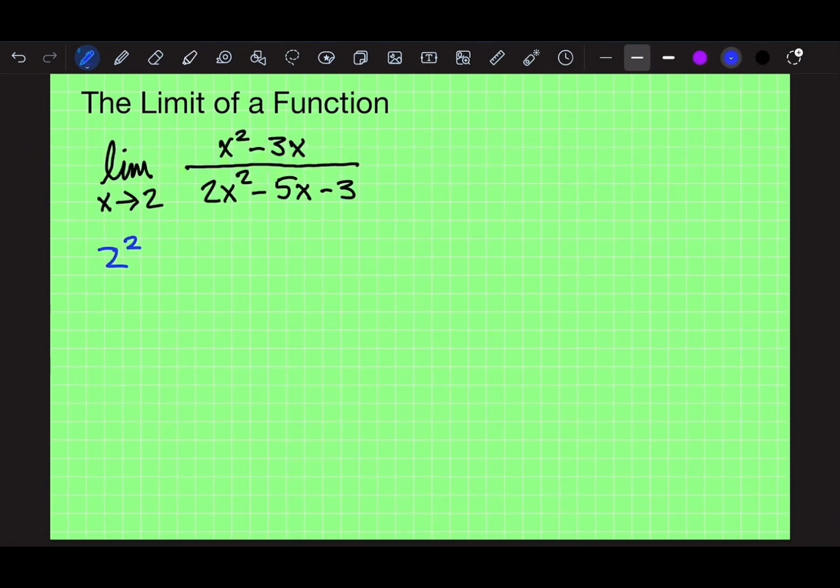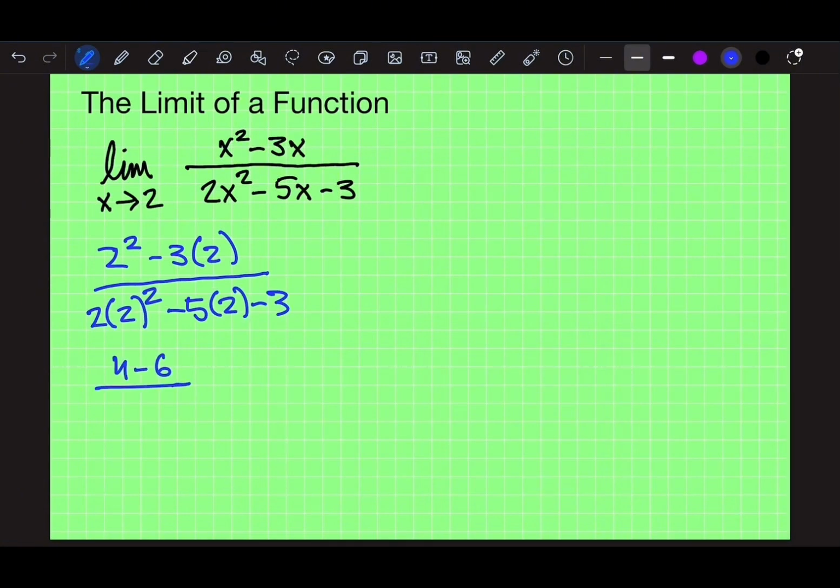Alright, now we're going to go over a simplified way of evaluating the limit of a function. You can actually just evaluate the function at the value that we're taking the limit at. This doesn't work in every single case, but for most cases it does. So here I just plugged in 2 for every x, and it simplifies to 2/5.